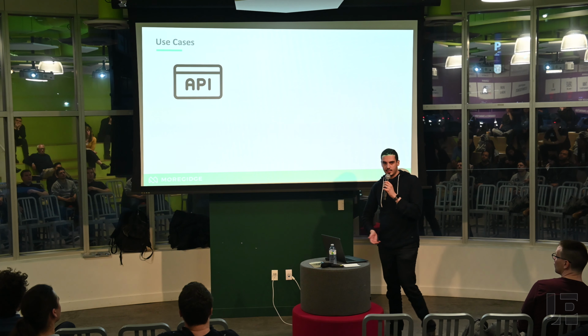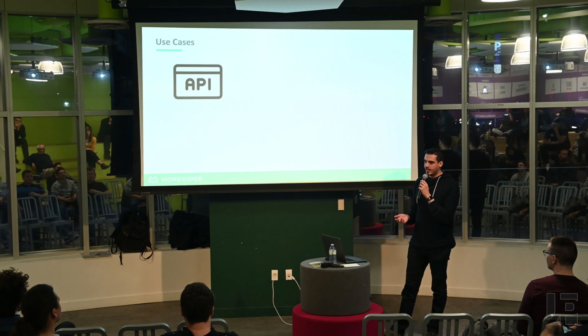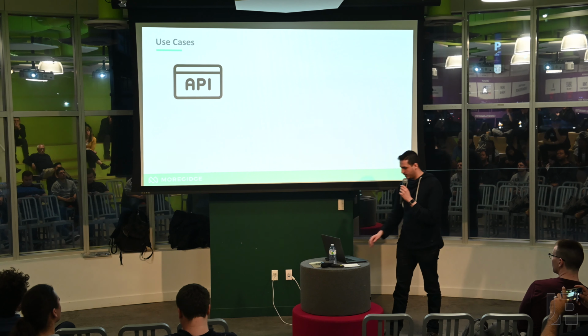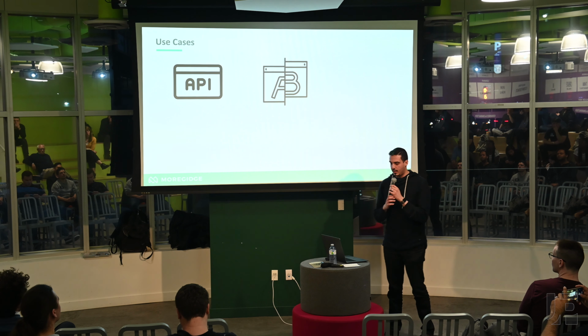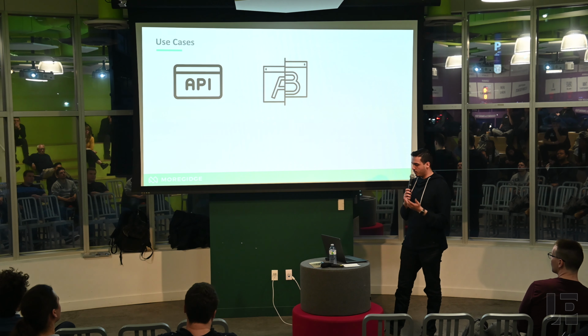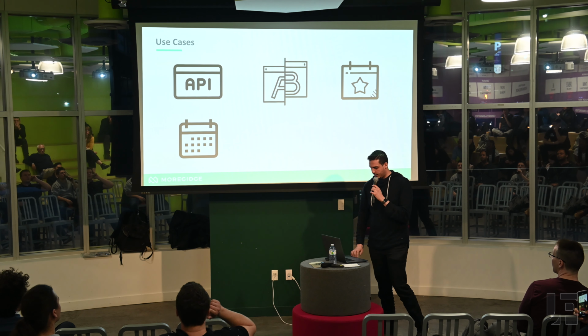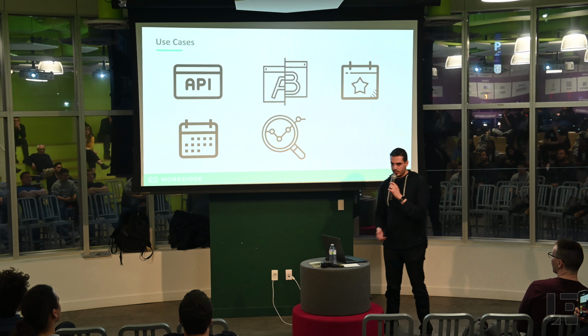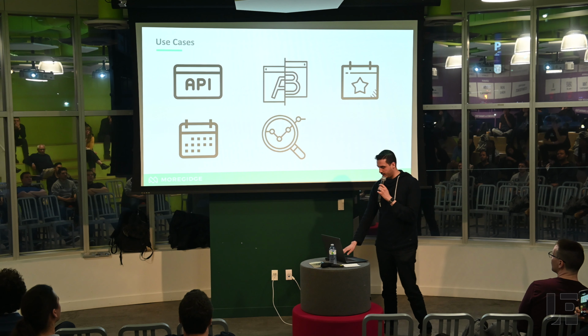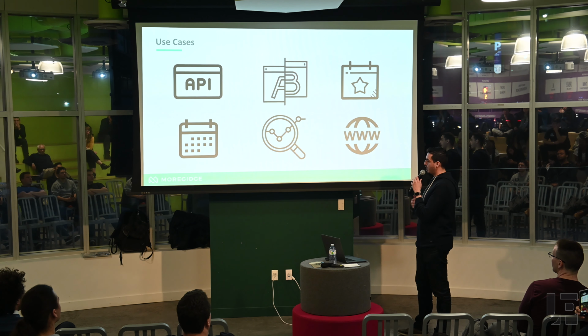Number 1 is APIs. You're all familiar with that, building RESTful APIs. How can I serve data and consume data? Number 2 is A/B testing, something that a lot of companies do when releasing major features. Event-driven architecture, scheduled jobs, bulk jobs such as data aggregation and analytics, and finally, the website, which is the entirety of our platform.